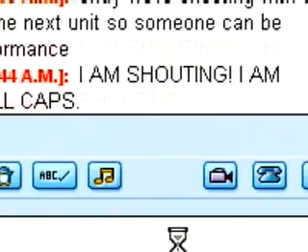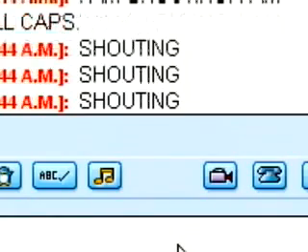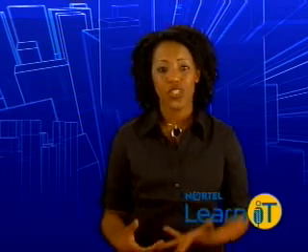Another thing you have to keep in mind is that when you put something in all caps, it means you're shouting or you're trying to make a strong point. Putting a whole sentence in all caps is like screaming. So don't do it unless you would scream in a normal conversation too.